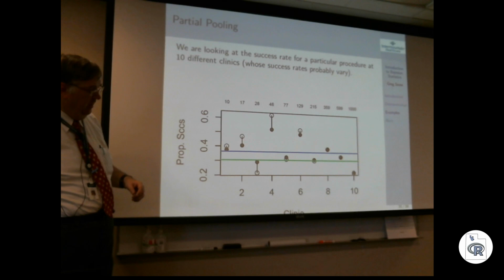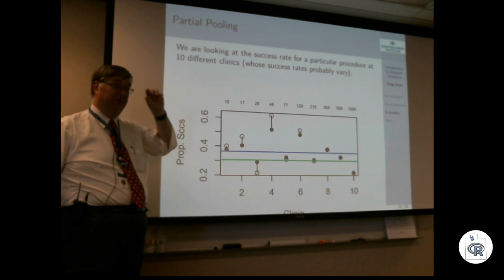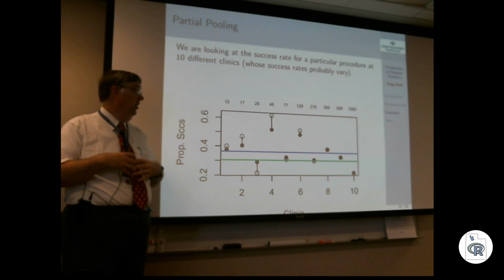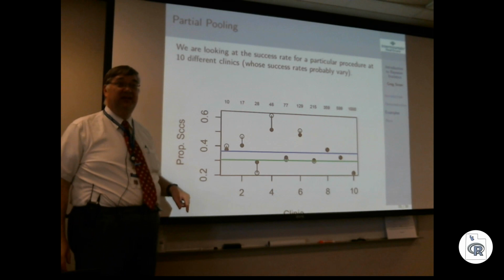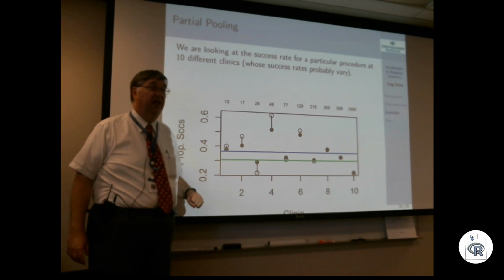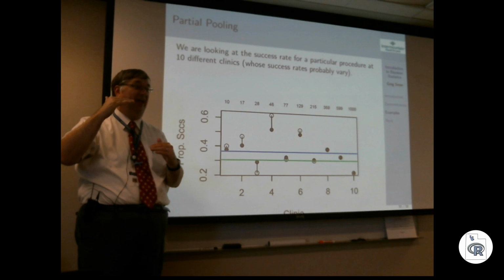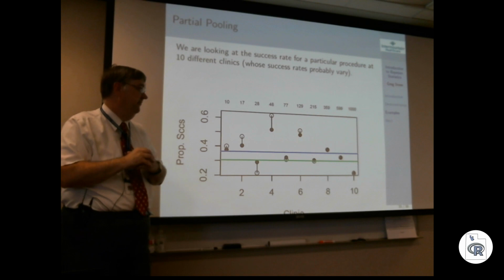Okay. One more example. This is based on simulated data, but some real problems that I did were similar to this. Here we have 10 different clinics, and we're looking at their success rate. And we wanted to look at how those relate to each other. This number up here is the sample size we're working with. So the smallest clinic, we only had 10 observations from there, whereas the biggest clinic, we had 1,000 observations. When you're comparing clinics like this, if I only got 10 observations, one bad outcome is going to increase my percentage by 10%. Whereas for the 1,000, one unusual case doesn't have much of an effect.